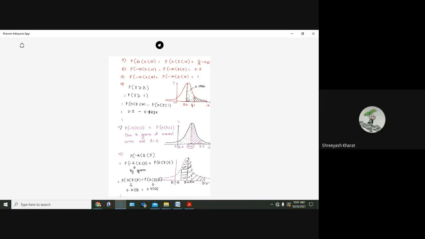0.2398, that will be given in the example. It will be provided in the example.